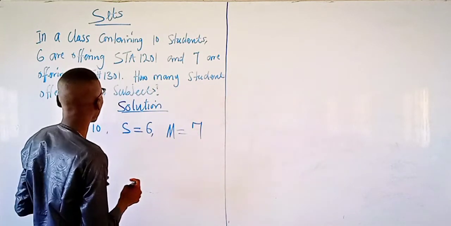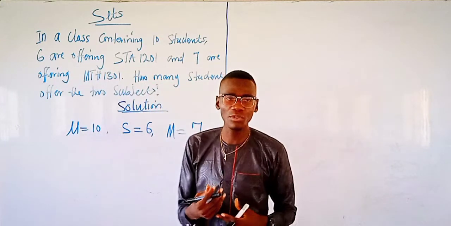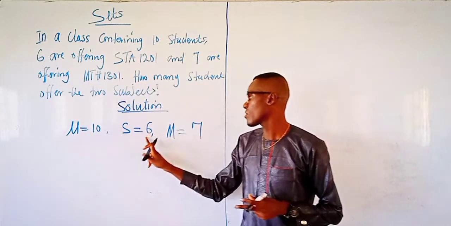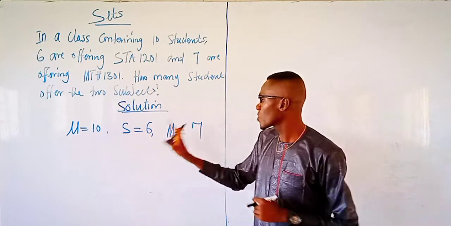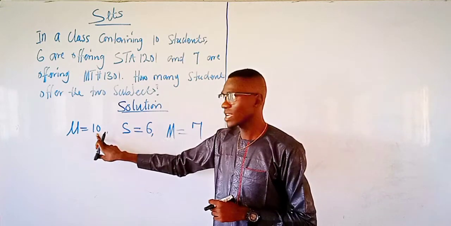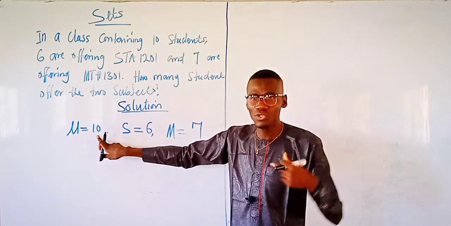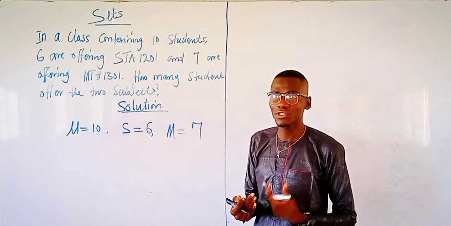So the question now is how many students offer the two subjects? In this kind of thing, you'll be like, okay, since I know 6 students offer statistics, 7 offer mathematics, I'll sum up the numbers. If you sum 6 plus 7 is 13, which is greater than the total number of the students in the class, which you know by yourself you are wrong, right? So that means there are some minor calculations you need to do.